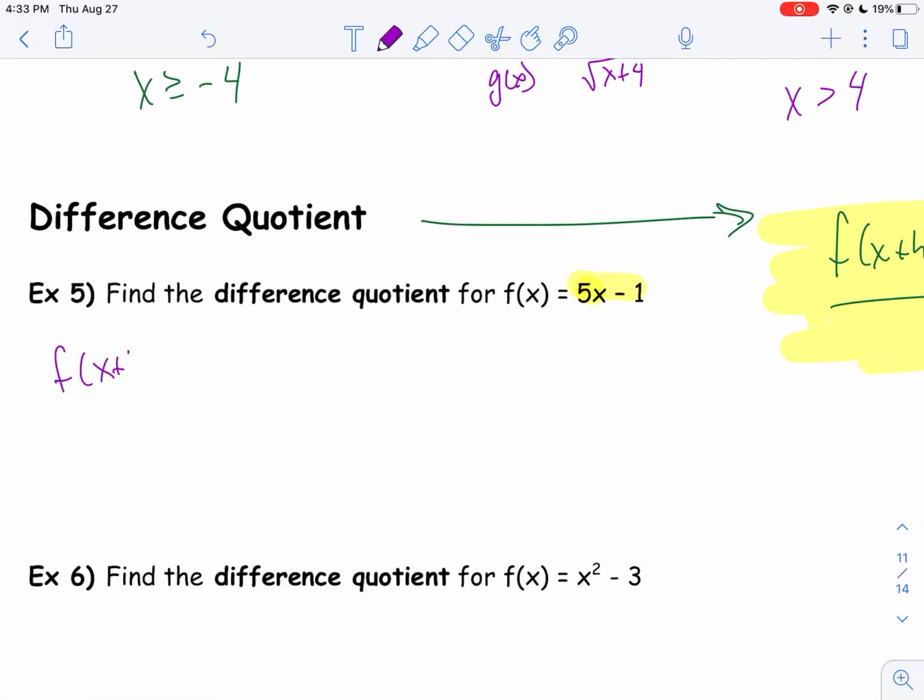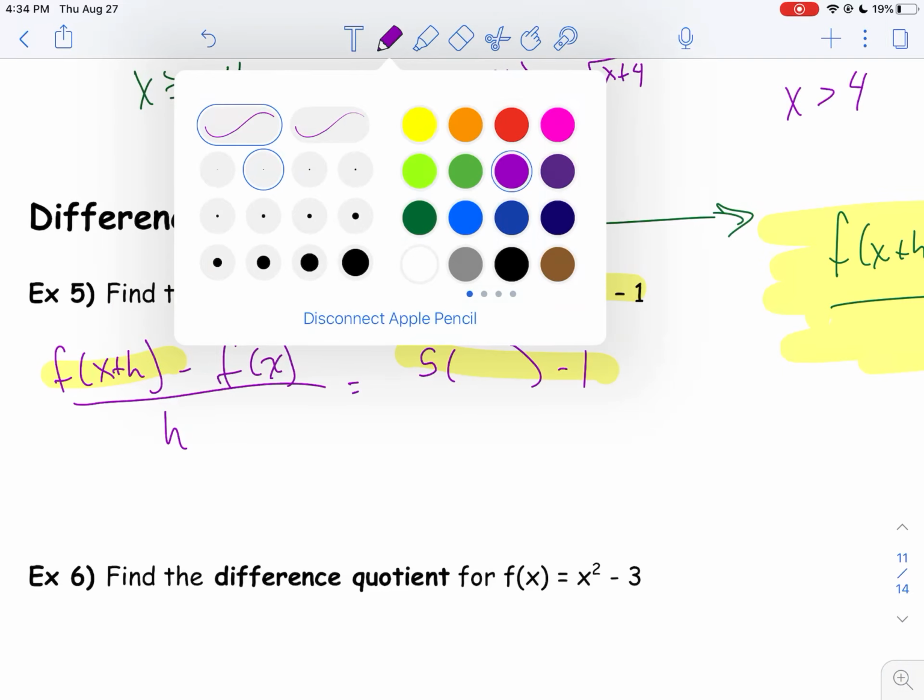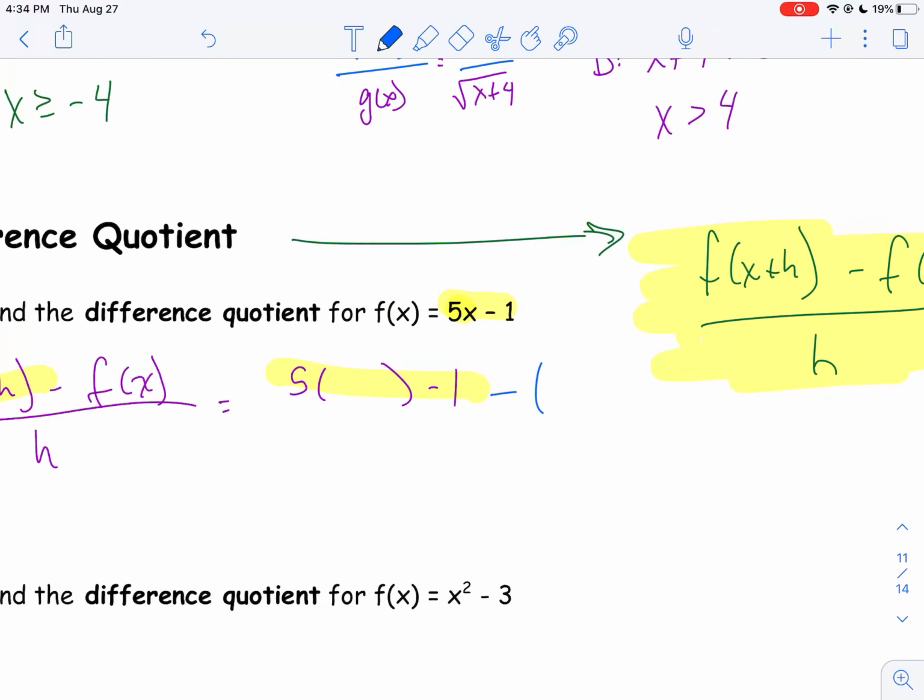Difference quotient. We need to take f of x plus h, we need to subtract f of x, and we need to divide by h. So there's kind of two parts, the setup and then the simplifying. The setup is usually challenging. So I first need to do this. I'm going to take f of x, which is 5 times x minus 1. I then need to take that answer, whatever that answer is, and I need to subtract f of x. Well, f of x is just 5 times x minus 1. And divide that whole thing by h.